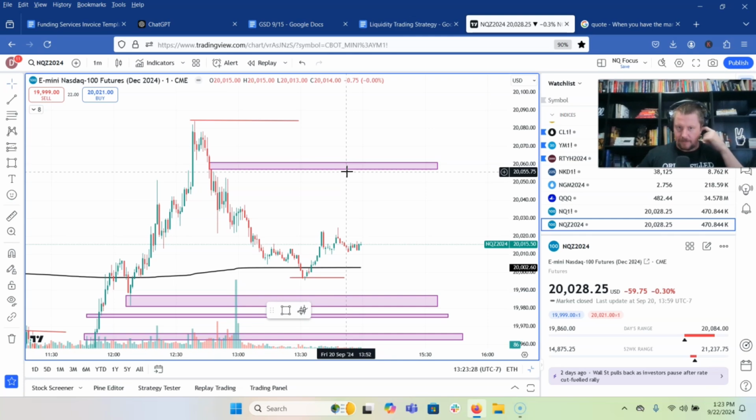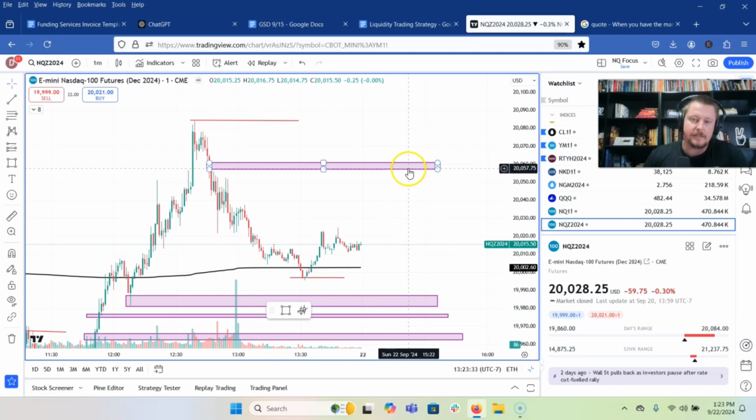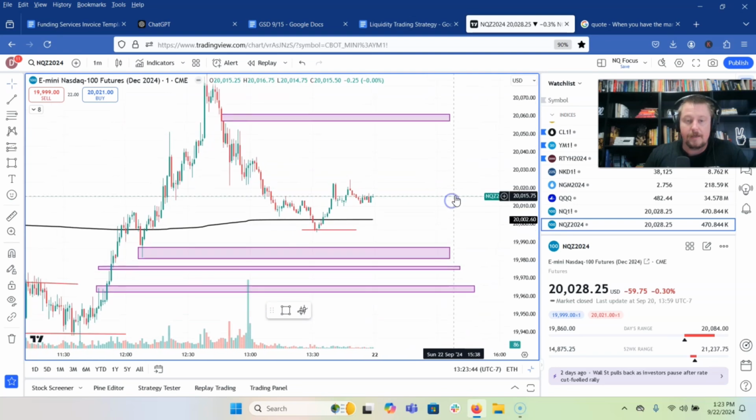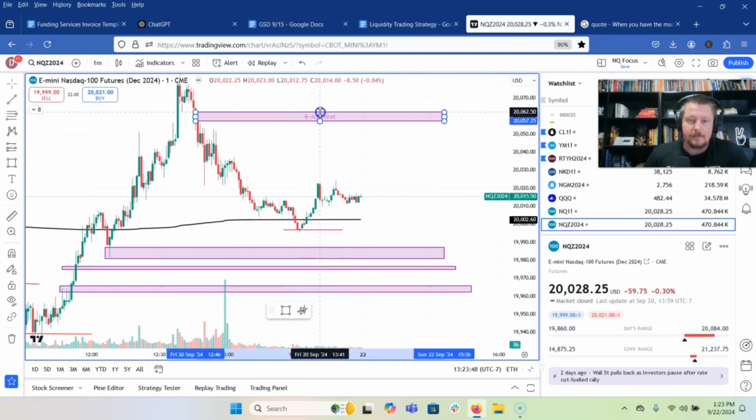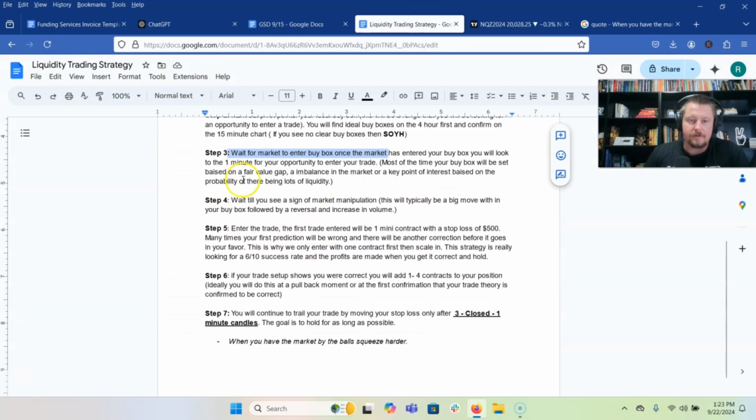Okay. Now, if we blast up to this fair value gap, we bounce off it, and then we continue higher, we are going to be bullish. If we blast up and hit this fair value gap and we just crank down to here, we're going to be bearish. Okay. But we're still looking, as soon as the market enters into our buy box, we are going to enter the trade.